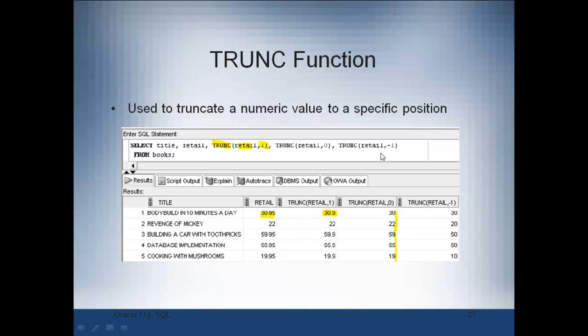And then the third example truncates to the left of the decimal place. So the 30.95 becomes a 30, the 22 becomes a 20. And look at this, the 59.95 becomes a 50, and the 19.95 becomes a 10. So again, what seems to be happening is just always rounding down. But to truncate basically means to cut off. In this example, it's cutting off the values in the ones column. Again, a full image with more data is on page 346.